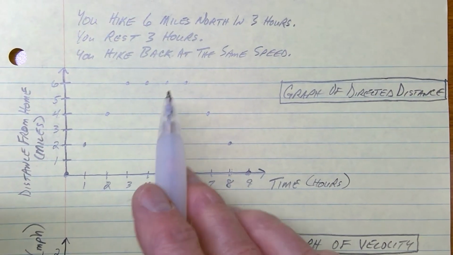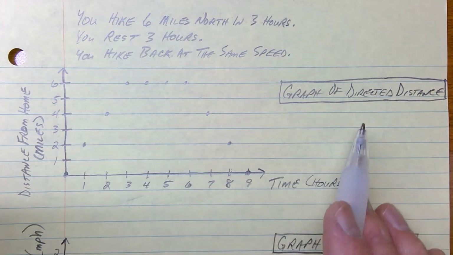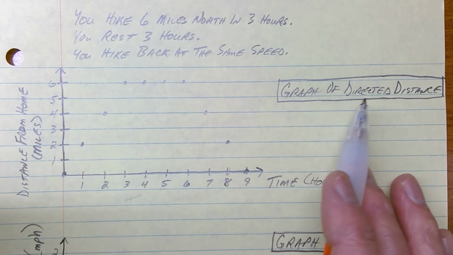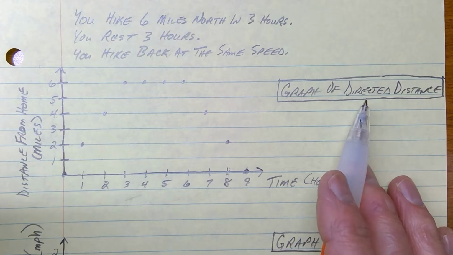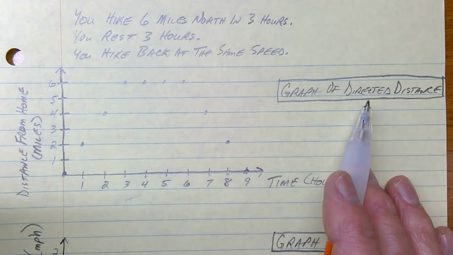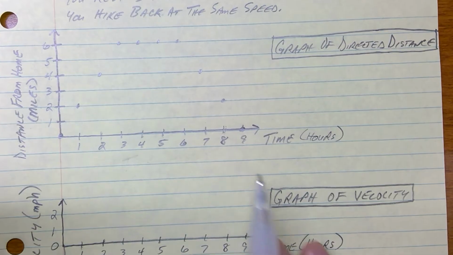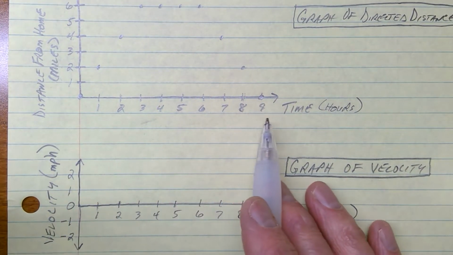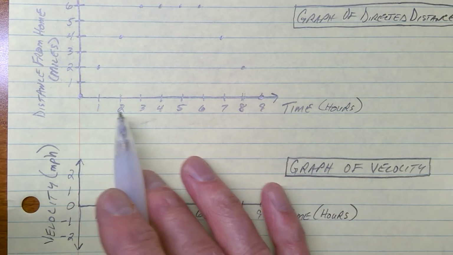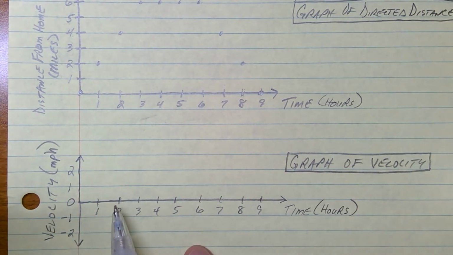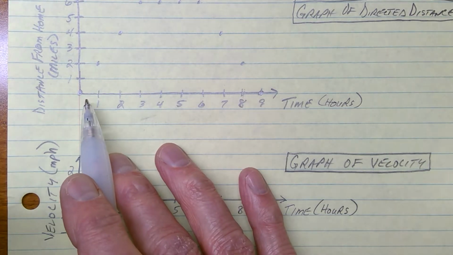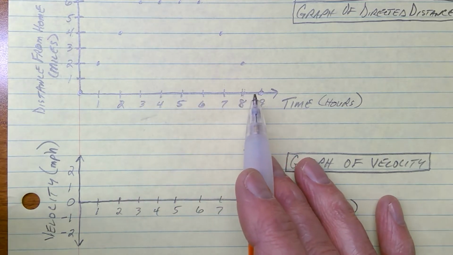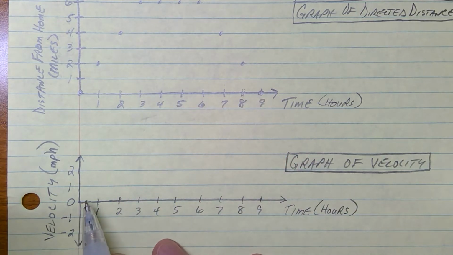All right, so now that we kind of understand what velocity is, I'm going to give you a real simple problem, and we are going to graph your directed distance. That means distance away from home and distance back home. And then we're going to graph the same data in terms of velocity right below it. So notice on our x-axis, our time is measured in hours, 1 through 9. Same thing with our velocity graph. Our time is still measured in hours, 1 through 9. So I'm going to measure the distance from home as 9 hours goes by, and then I'm going to measure your velocity as 9 hours go by.